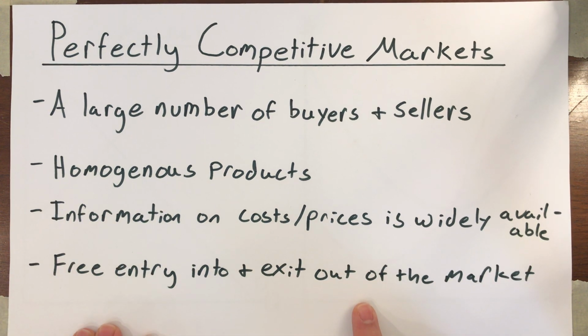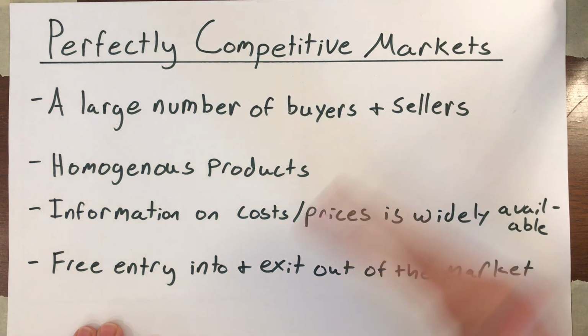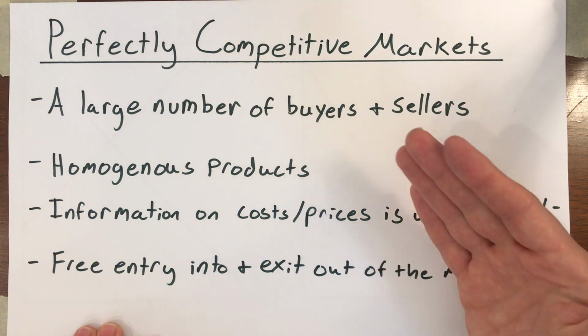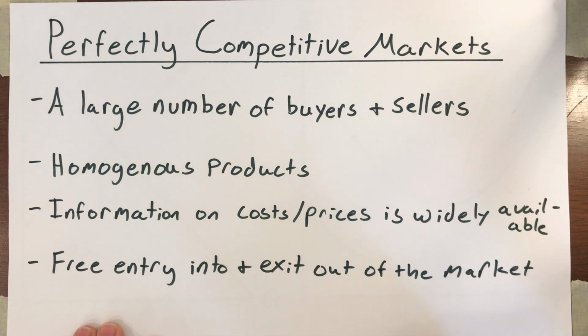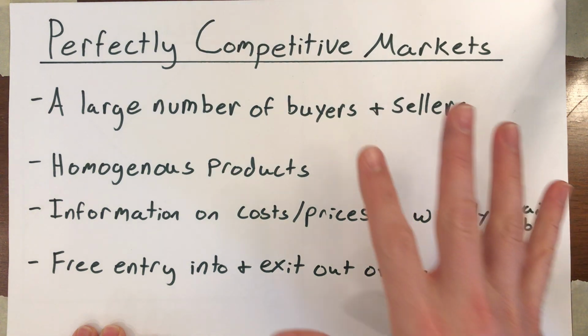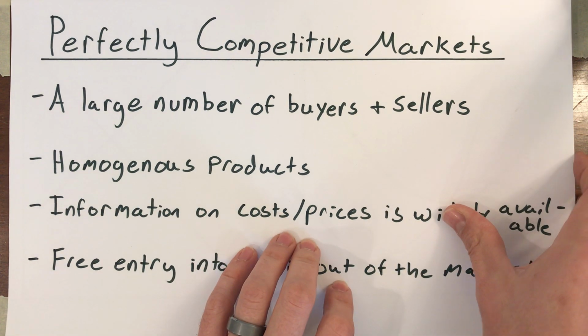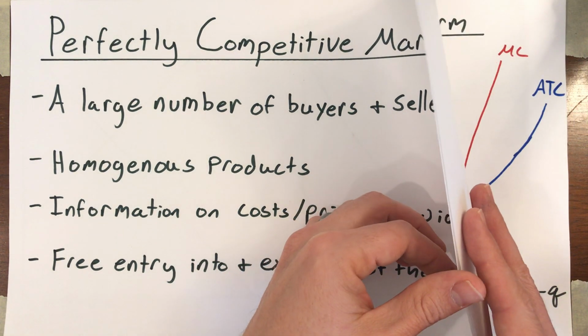Free entry and exit means that firms have an easy time coming in and competing as soon as there are profits, and they have an easy time leaving as soon as there are economic losses. Okay, so those four characteristics hold in a perfectly competitive market.